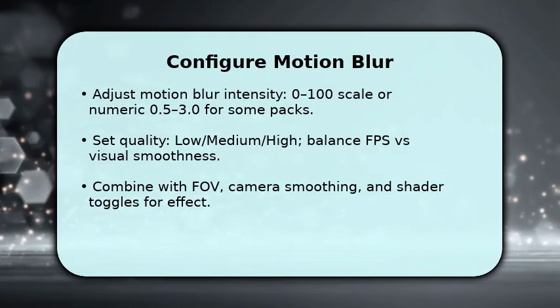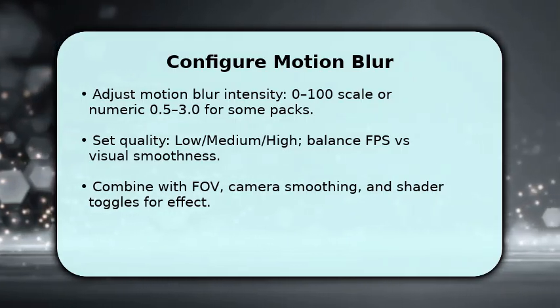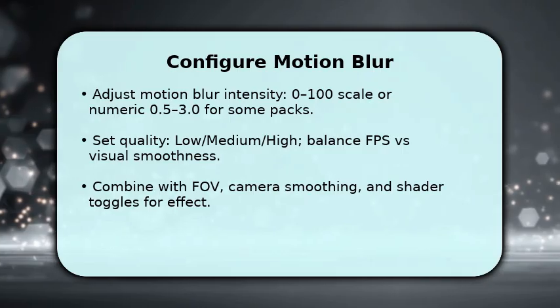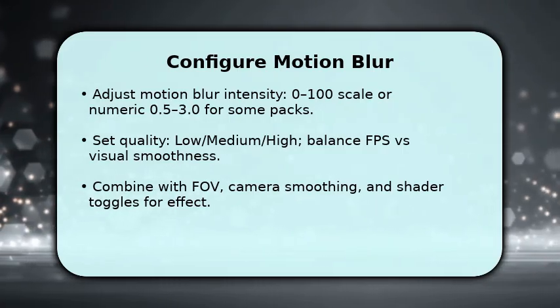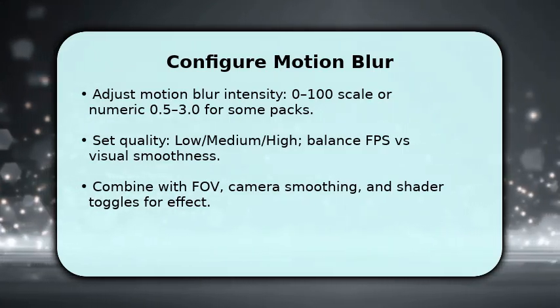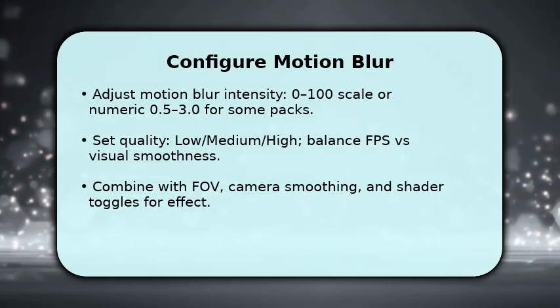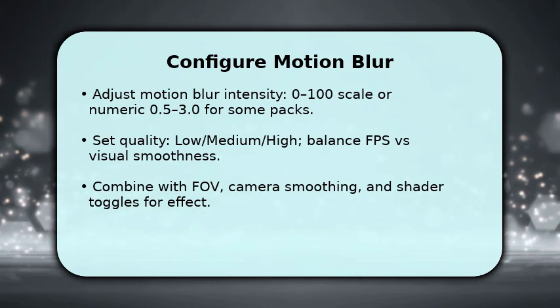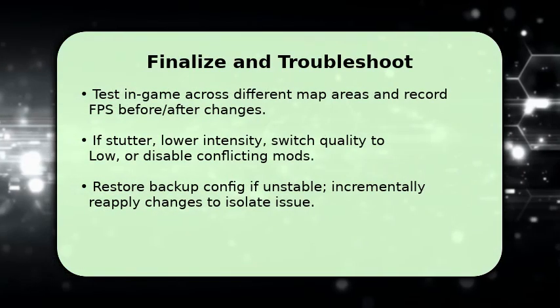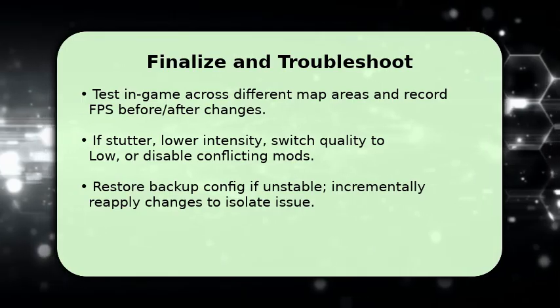Once set, tweak FOV and camera smoothing to integrate blur naturally, and enable or disable specific shader passes to avoid double processing. Finish by validating the setting. Play and observe motion blur during running, turning, and combat to ensure it enhances clarity rather than obscuring visuals.